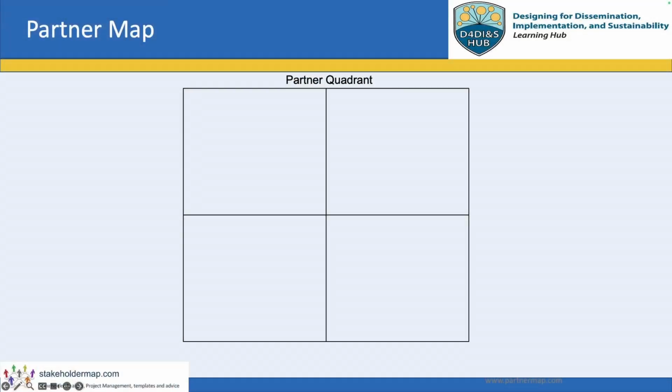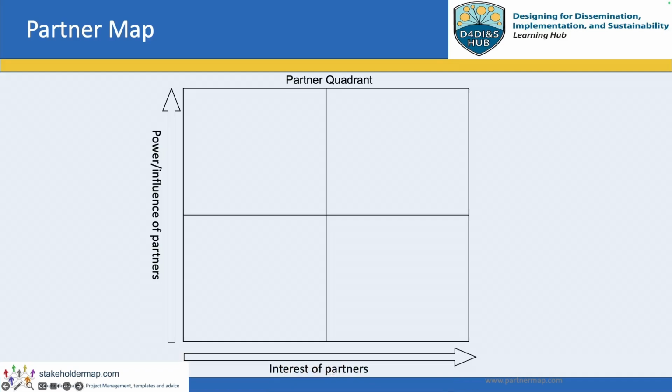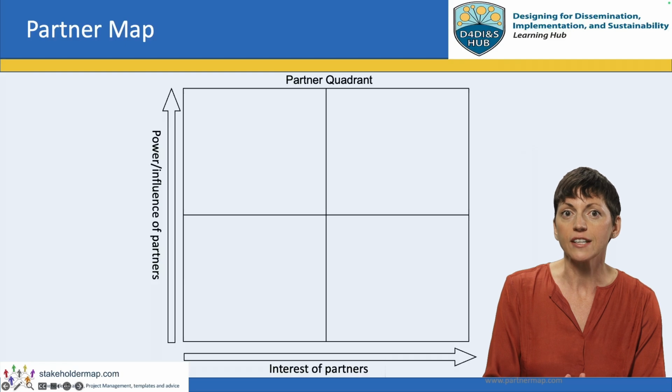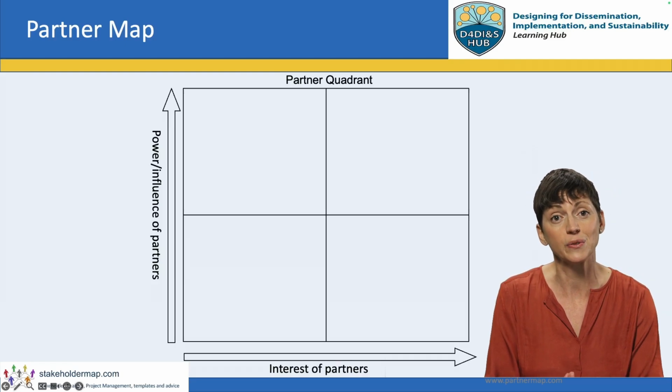Most methods of partner mapping divide partners into one of 4 groups, each occupying one space in a 4-space grid. Low to high influence over the intervention runs along a line from the bottom to the top of the grid, and low to high interest in the intervention runs along a line from left to right. Both influence and interest can be either positive or negative depending on perspectives of the partners.